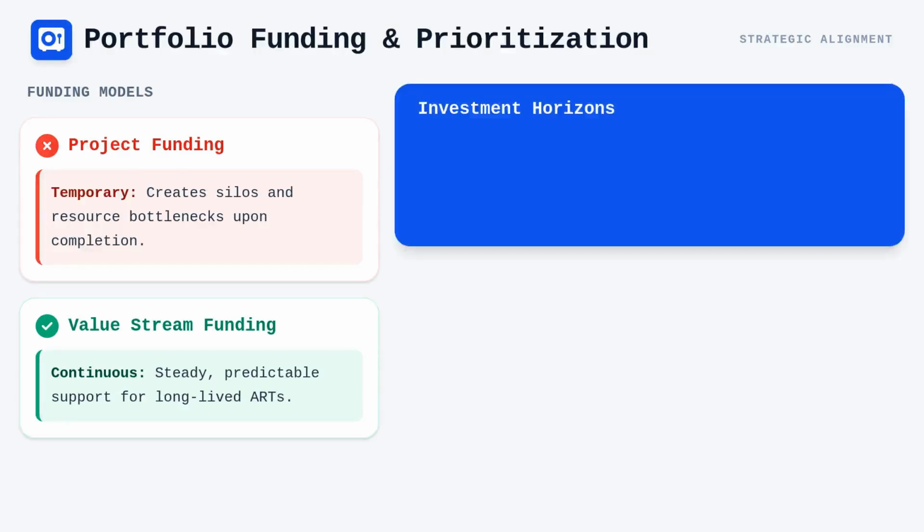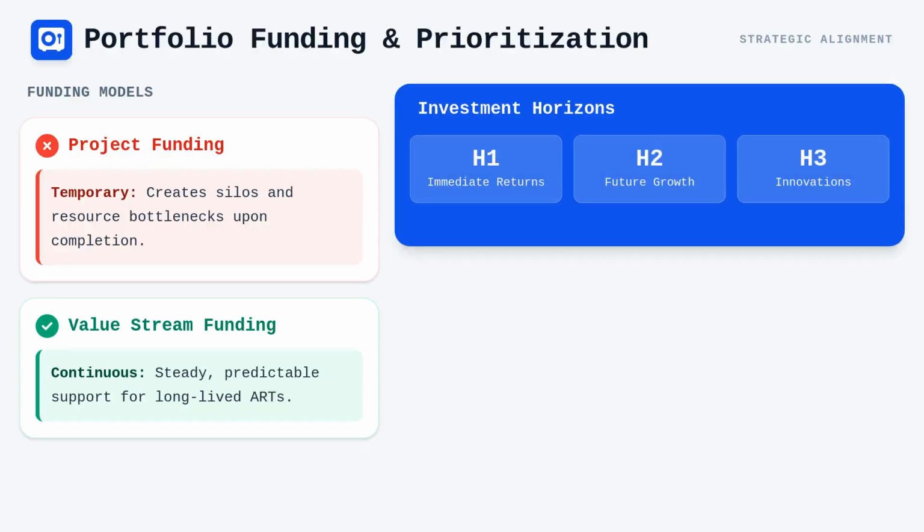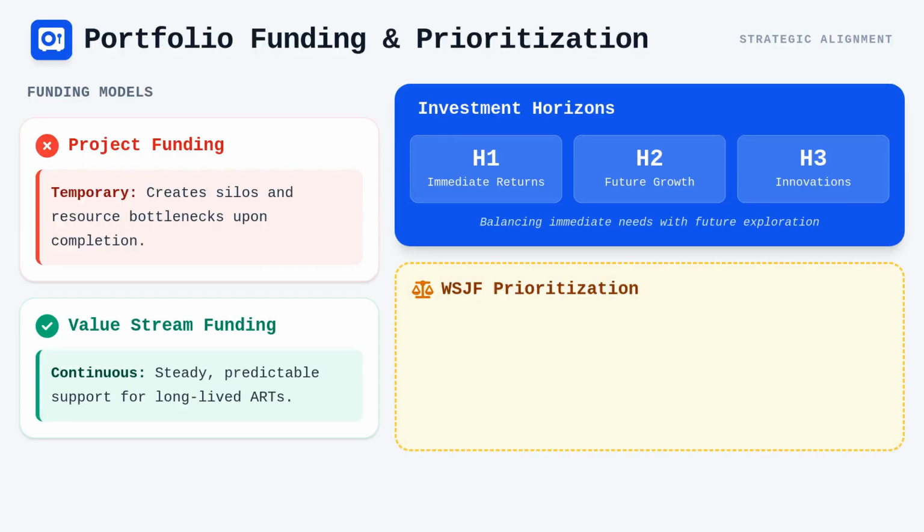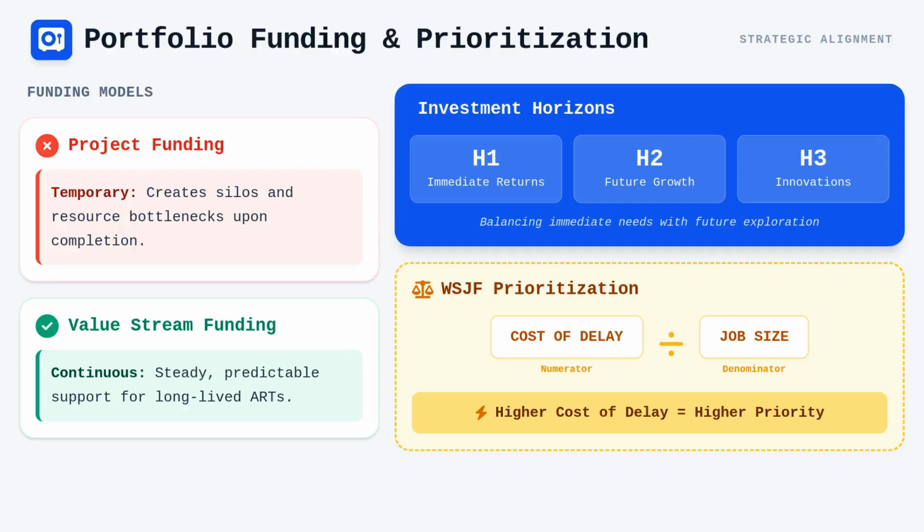You should also be comfortable with investment horizons, which categorize a portfolio's initiatives into time-based buckets like Horizon 1, 2, and 3. These horizons help leadership balance the need for immediate returns with the requirement to explore future innovations. Additionally, applying weighted shortest job first, or WSJF, at the portfolio level allows for the prioritization of epics based on the cost of delay relative to job size. Always look for clues in the exam prompt that suggest the urgency of an initiative. Higher cost of delay typically correlates with a higher priority rating in the WSJF calculation.